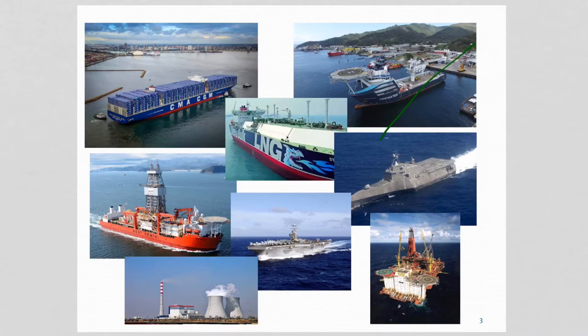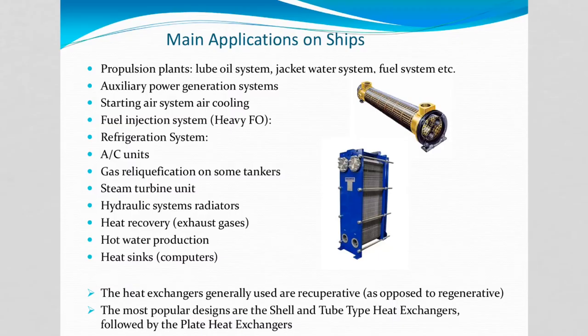Some of the ships and rigs, power plants, on which you have hundreds of heat exchangers. And what are the main applications on ships? There are many, many applications. Here's a list of some of the applications, but there are others. It's widely used on propulsion plants to cool down the lube oil or engine water cooling.